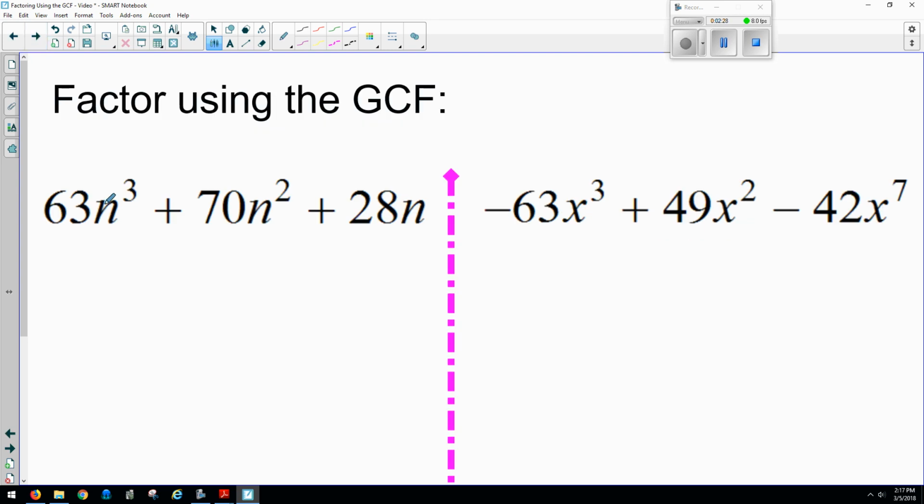Here's our next example, and I'm going to look at all three numbers first, 63, 70, and 28, and think of what the greatest common factor with those is first, and that would be 7. So I'm going to factor out a 7, and then I'm going to look at the n's and find whichever one has the smallest exponent, and that's going to be the n to the first power right here. So I'm going to factor out 7n.